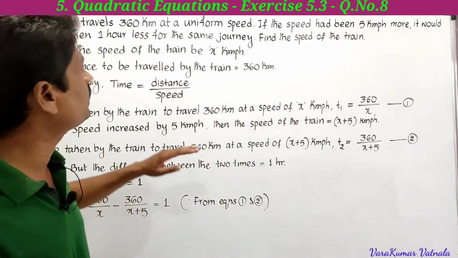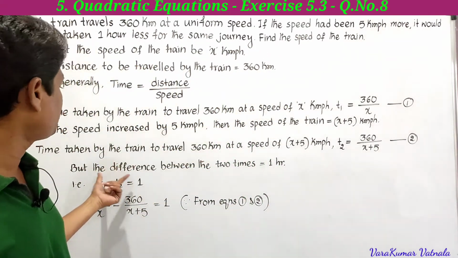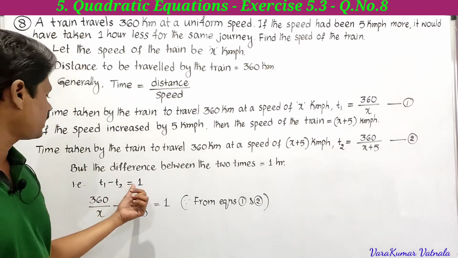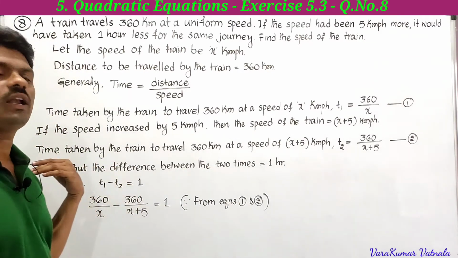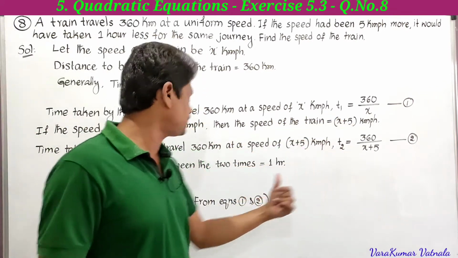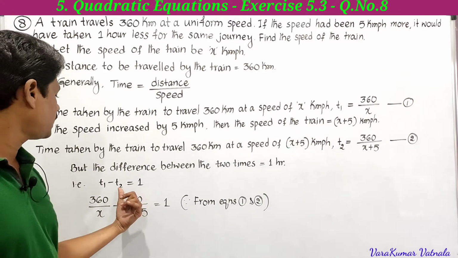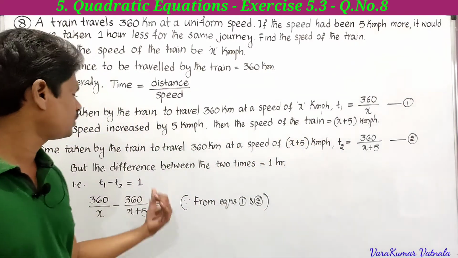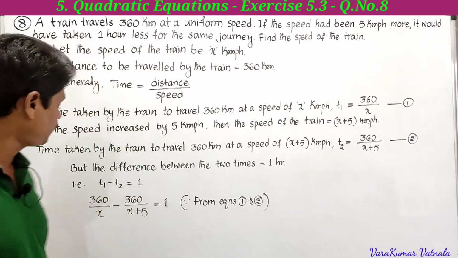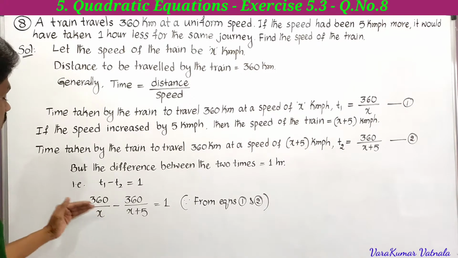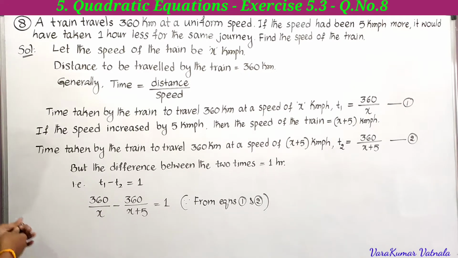But he has given that the difference between the times is equal to 1 hour. So that is t1 minus t2 equal to 1. From equation 1, t1 is equal to 360 by x. From equation 2, t2 is equal to 360 by x plus 5. So 360 by x minus 360 by x plus 5 is equal to 1. Now, by simplifying this equation, we can get a quadratic equation. So see here, how can we simplify?